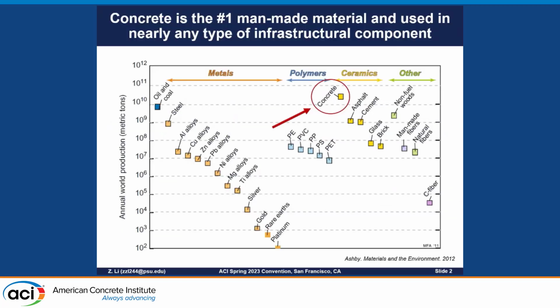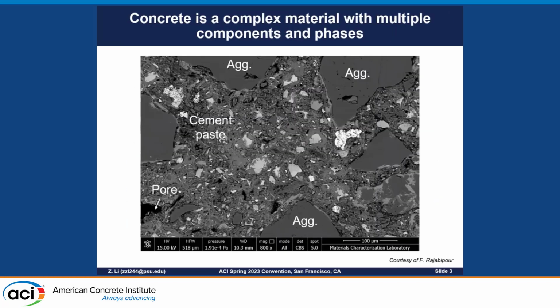As you may all know, concrete is the most widely used man-made material in the world, and it has been used in nearly any type of infrastructure elements, including buildings, bridges, roads, and dams, and so on. However, concrete is very complicated. It's made out of various components like cement, water, aggregates, and admixtures, which yields multiple phases like solid, liquid, and gas phases. So there have been a lot of research efforts in understanding these materials and trying to better design concrete materials for industry use.